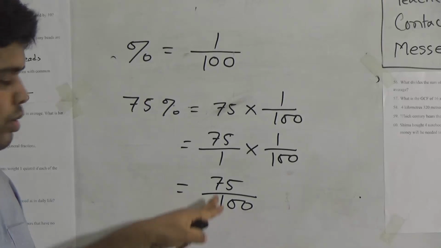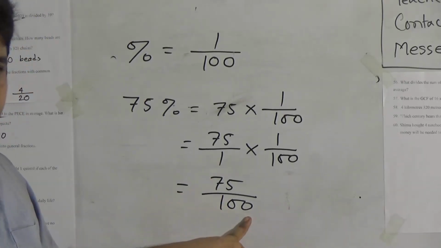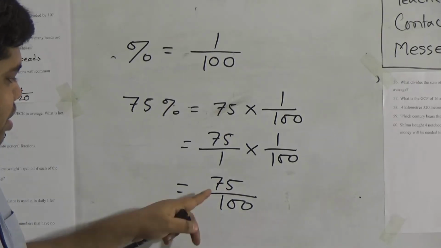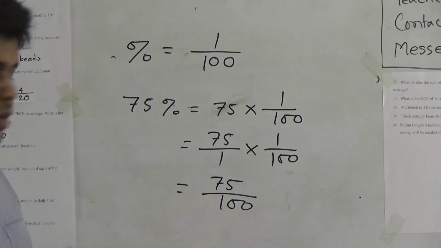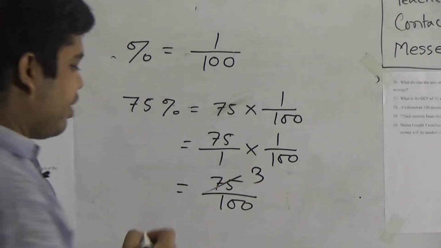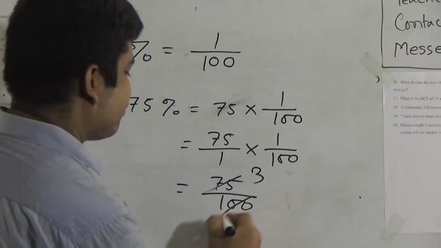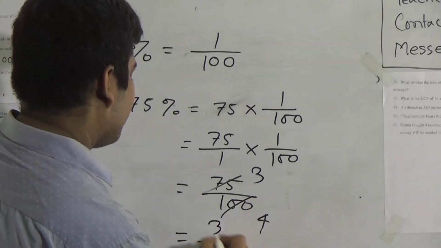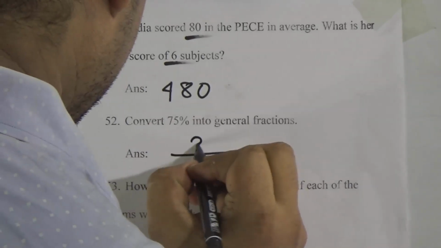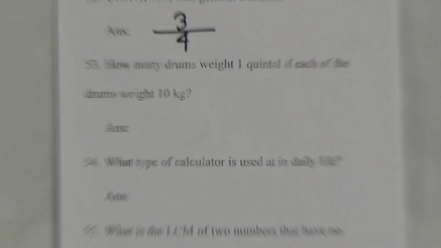Now we cut. Notice 75 and 100. In 75 and 100, which number goes? We cut these two numbers by 25. Notice if we cut 75 by 25, then we get 3. And if we cut 100 by 25, then we get 4. Okay? So 3 by 4 is the general fraction of 75%. I hope you have understood, and this is the answer. Okay, question number 52 is done.